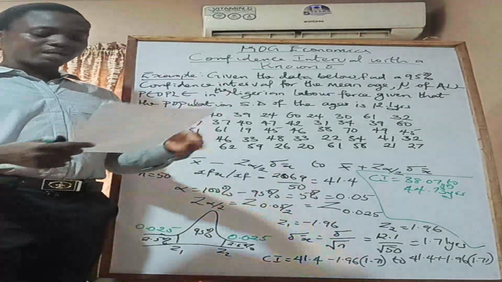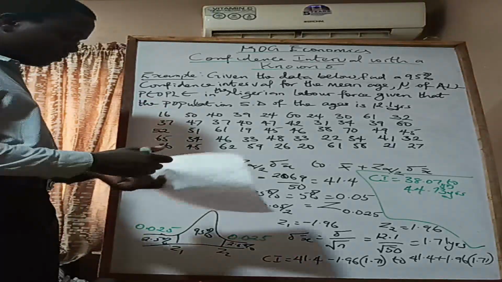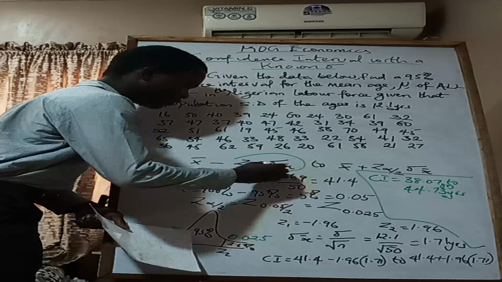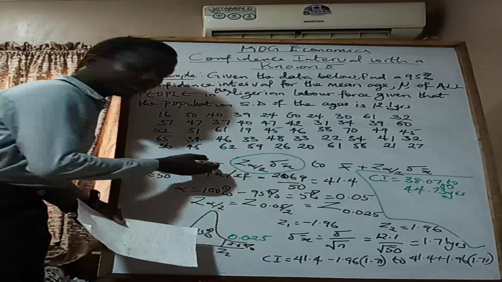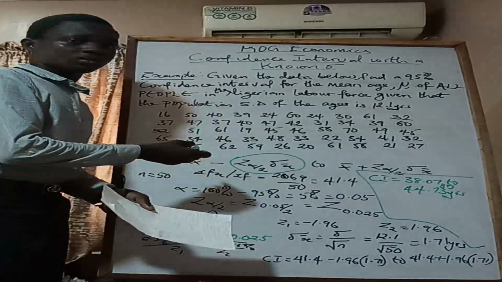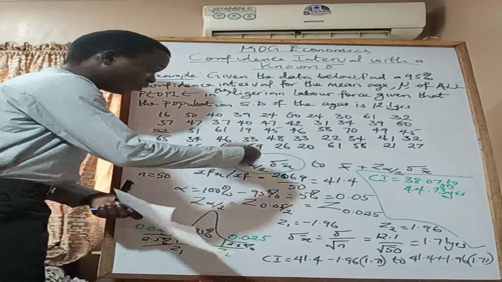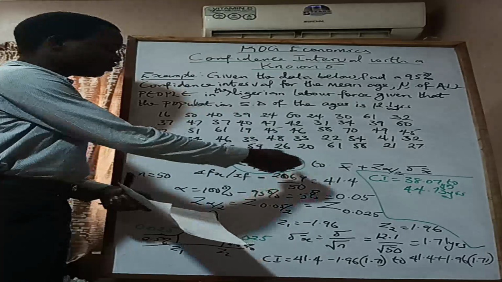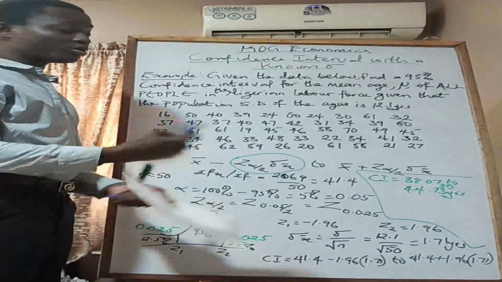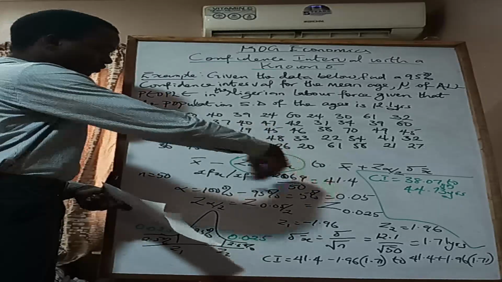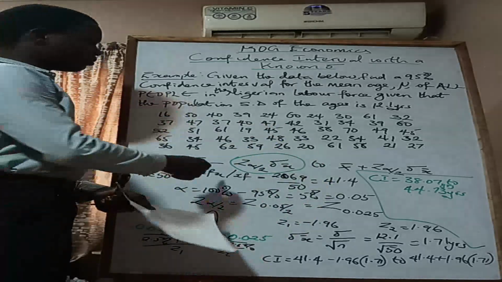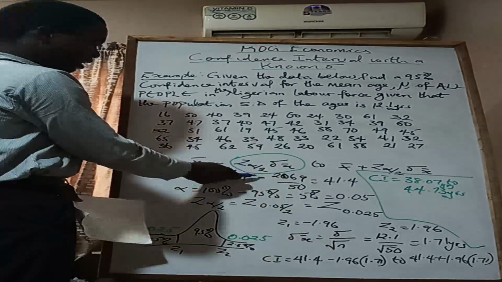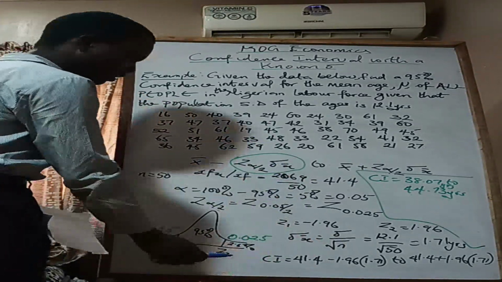And its formula is not hard. Margin of error is just this part, Z alpha over 2 times the standard deviation of x bar. It doesn't even take note of the sign. It's just this number. And we may add the sign plus or minus, then apply this formula.